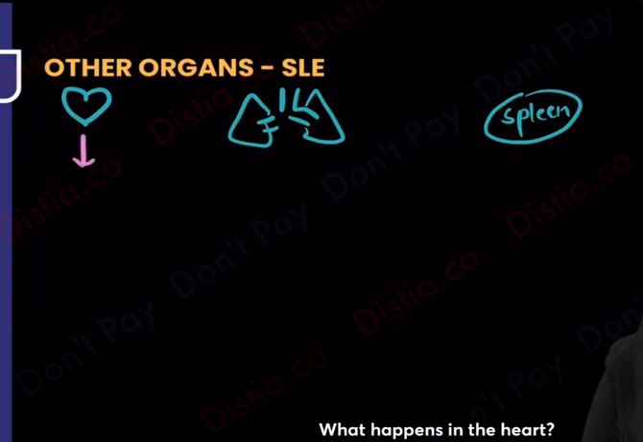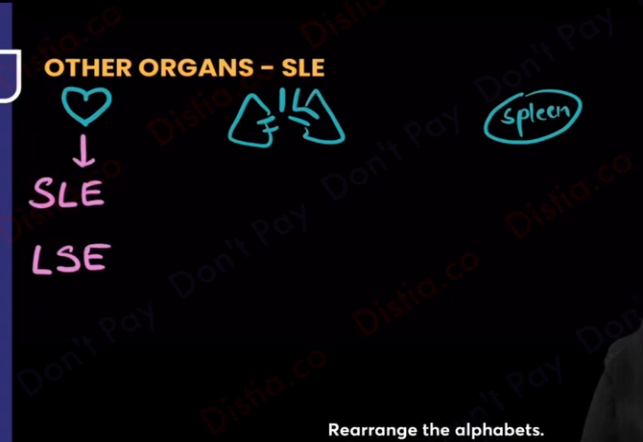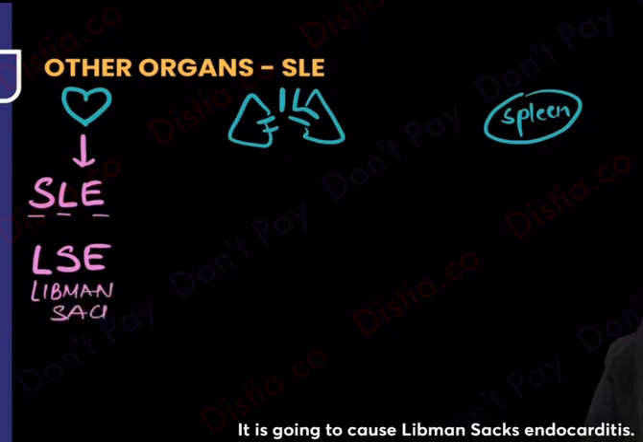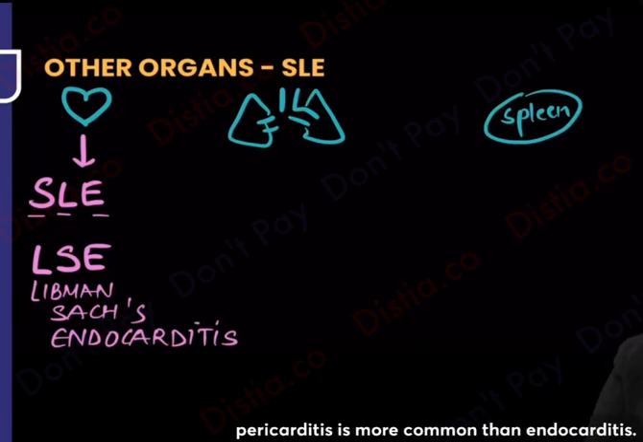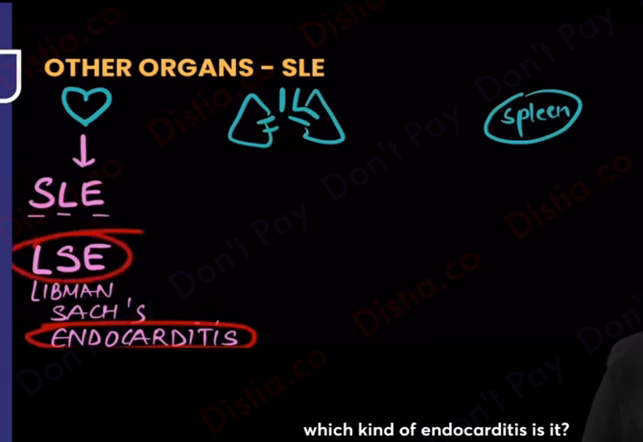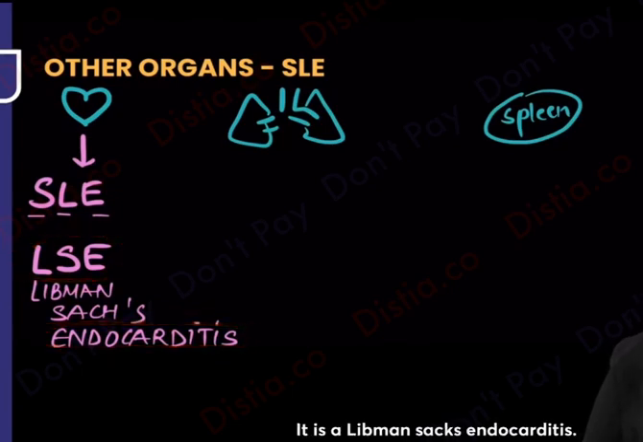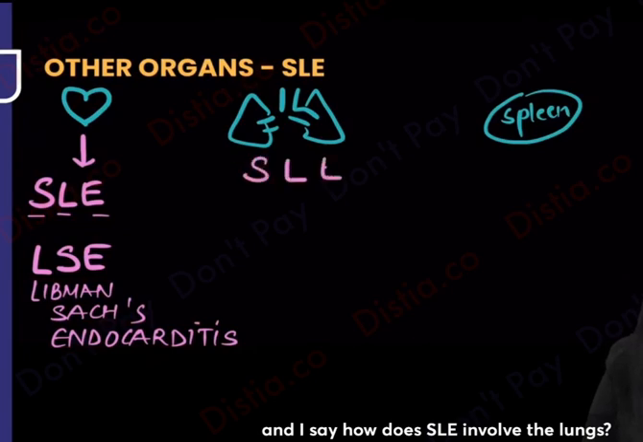What happens in the heart? Remember, SLE in the heart results in LSE. Rearrange the alphabets: SLE, I wrote LSE. Means what is it going to cause? It is going to cause Liebman-Sachs endocarditis. Although they say overall, if you consider a case of SLE, pericarditis is more common than endocarditis. But when endocarditis happens, which kind of endocarditis is it? It is a Liebman-Sachs endocarditis. When I talk about the lung and I say, how does SLE involve the lungs?